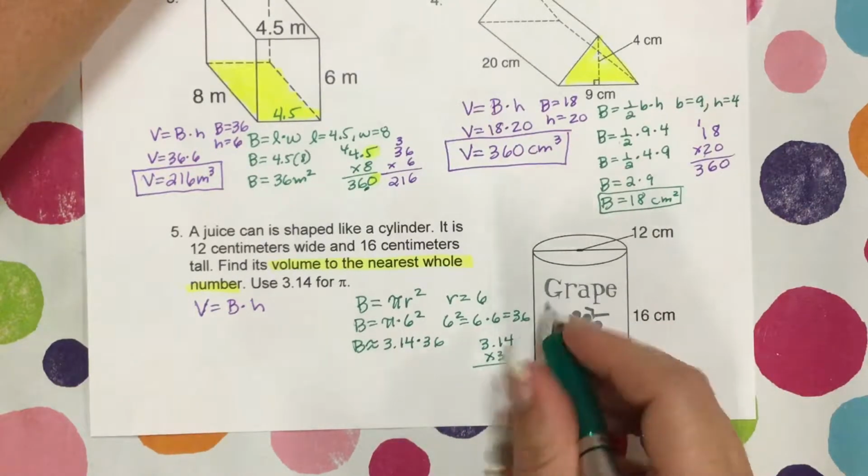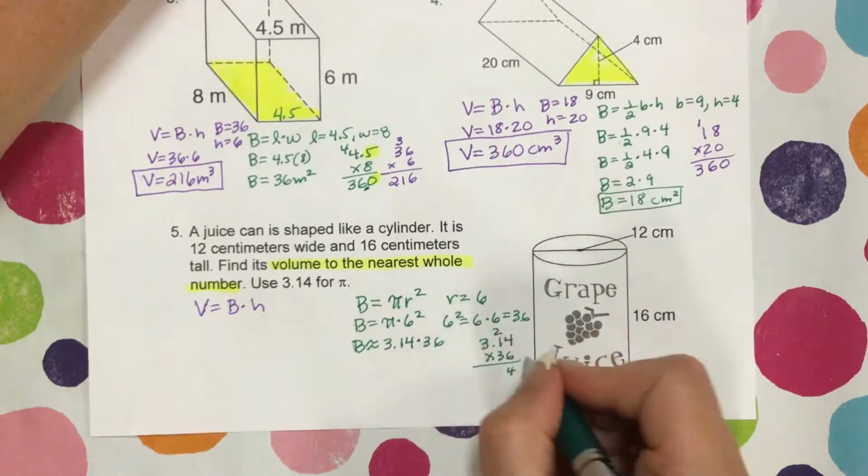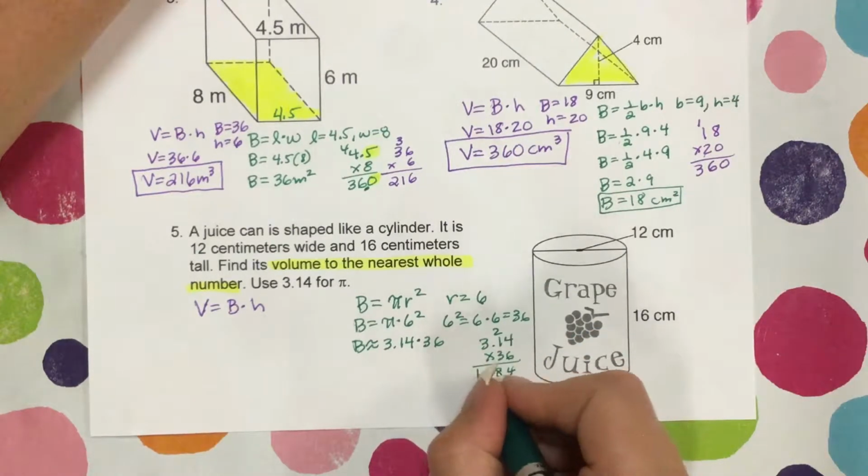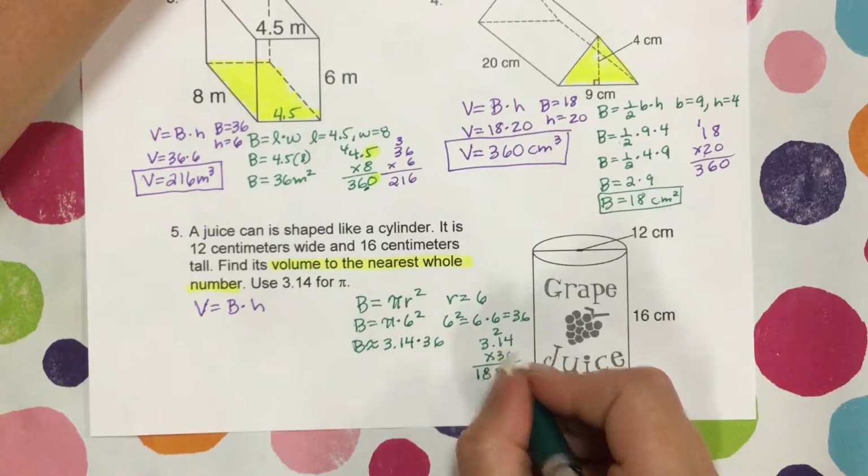So 6 times 4 is 24. Write the 4, carry the 2. 6 times 1 is 6, plus 2 is 8. 6 times 3 is 18. We're in the 10s, so we need to put a 0 in the ones, and then we can start.